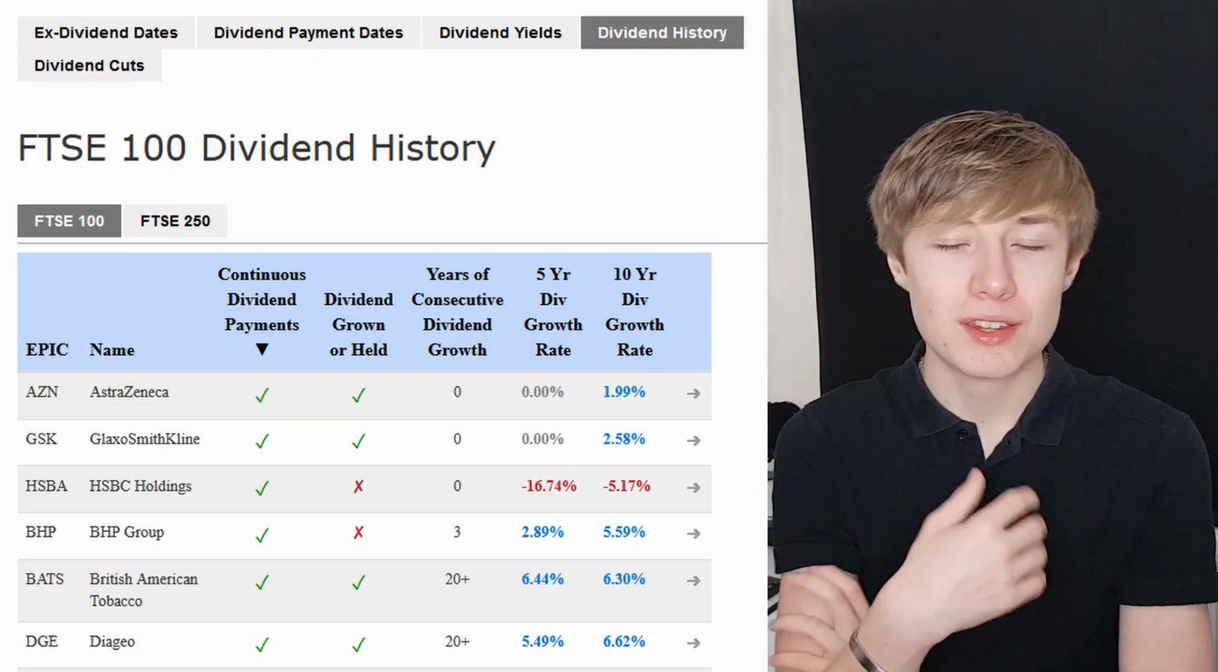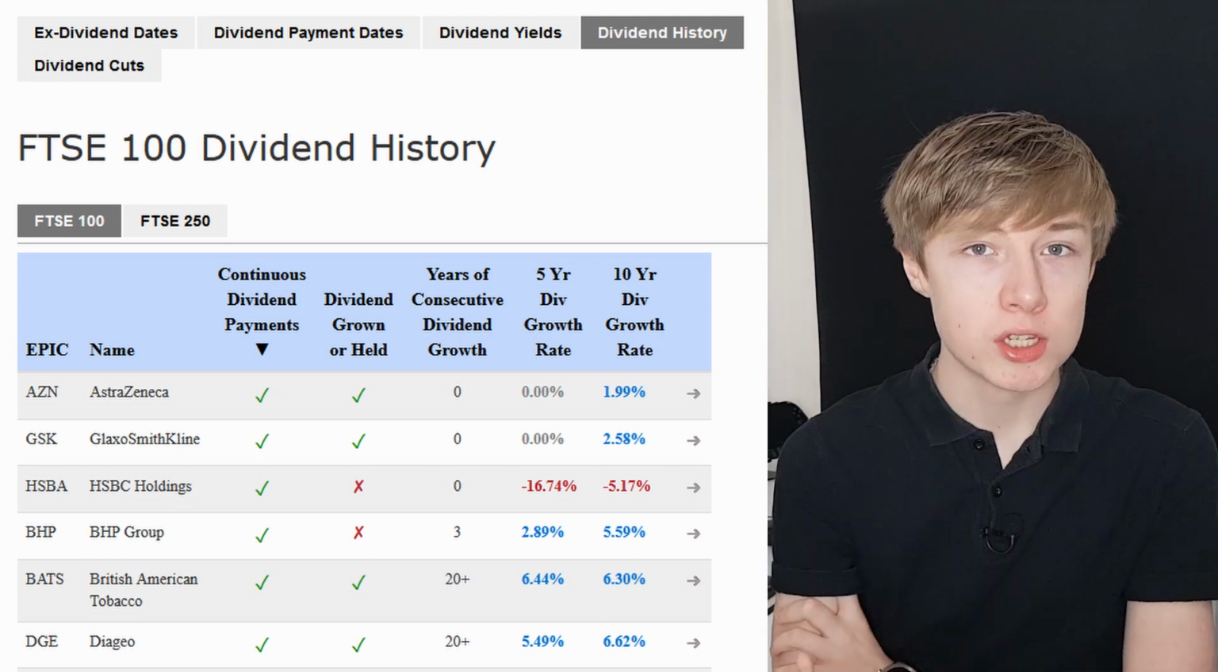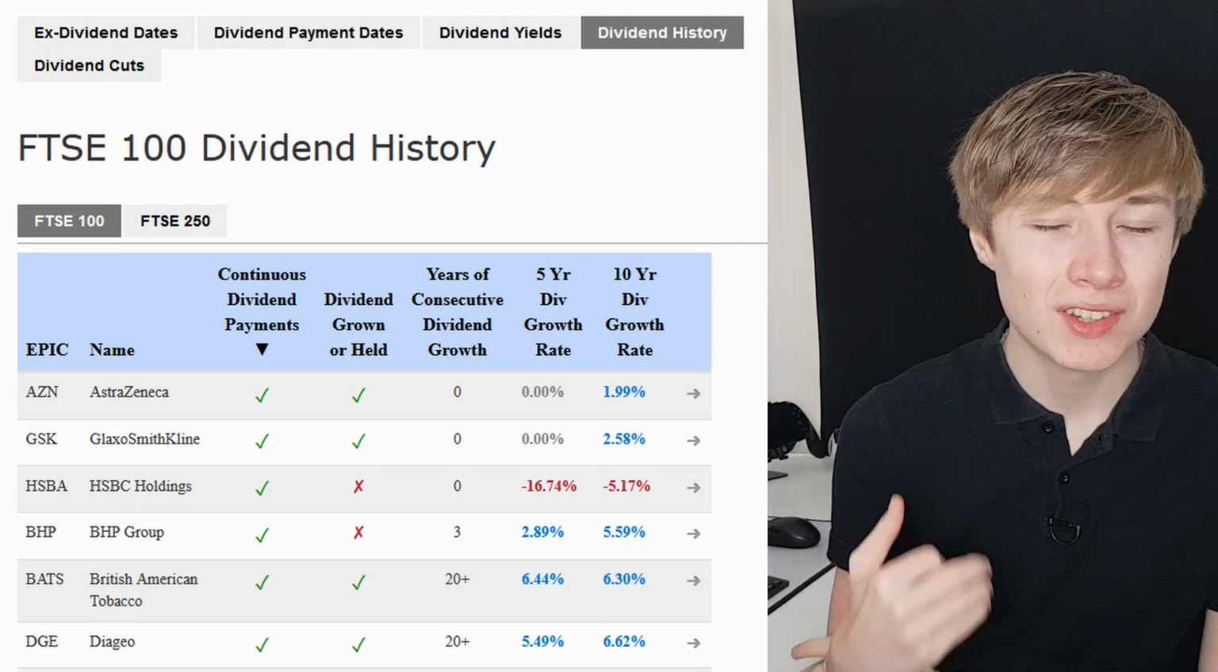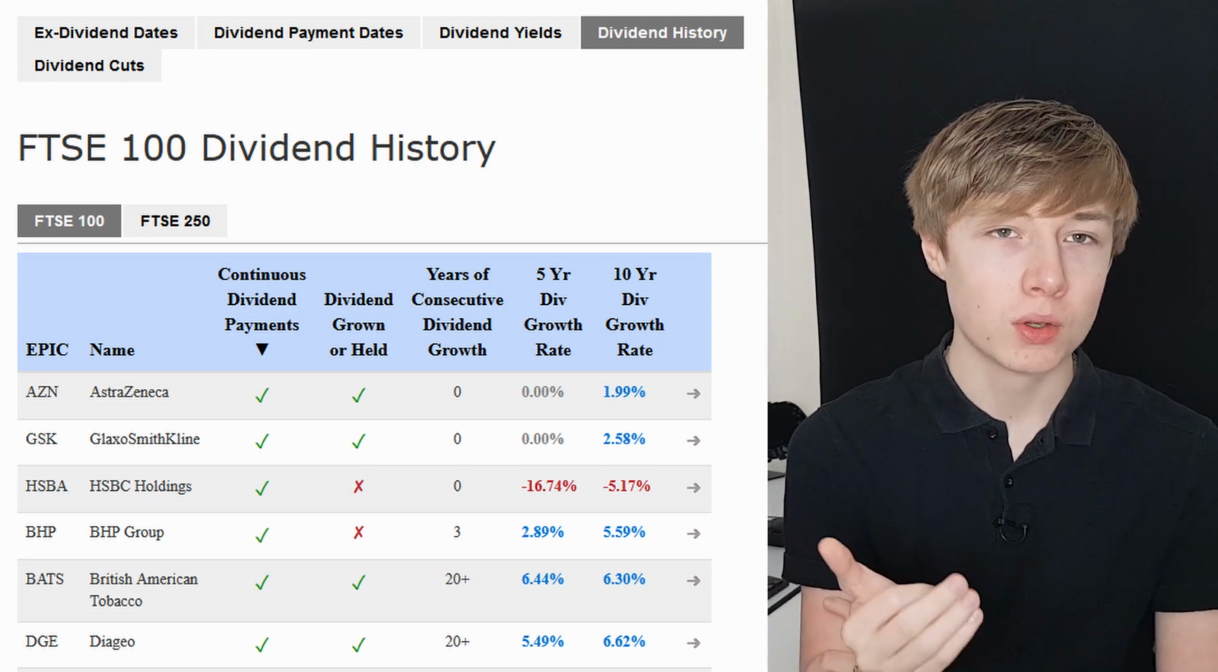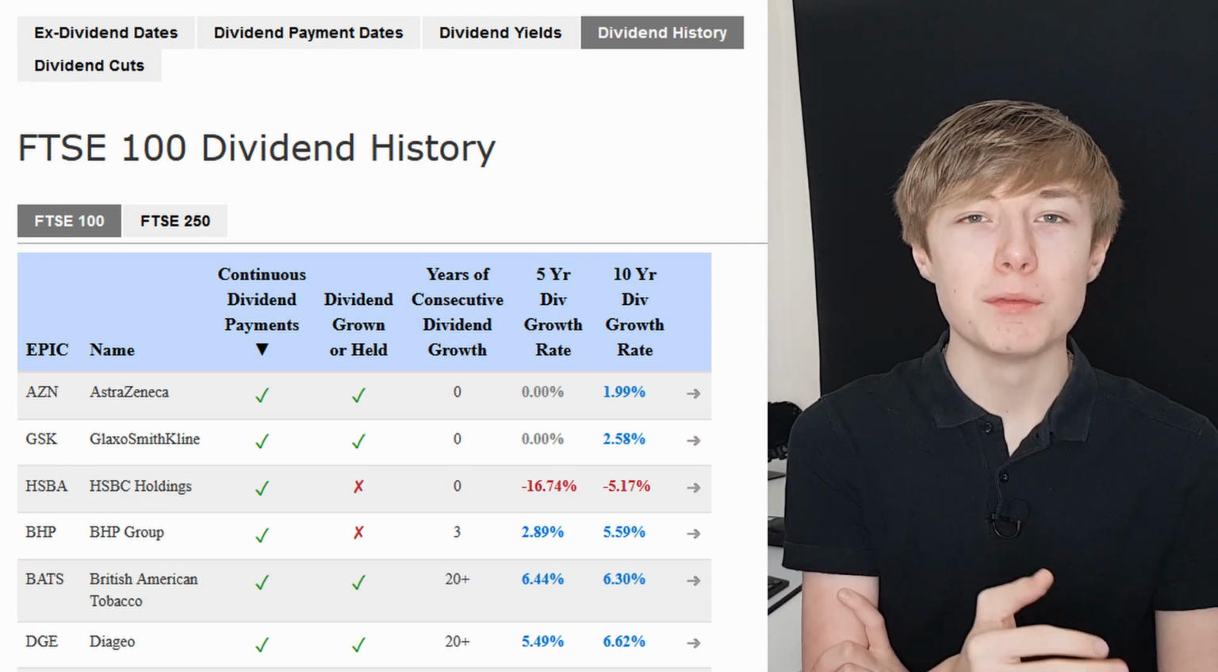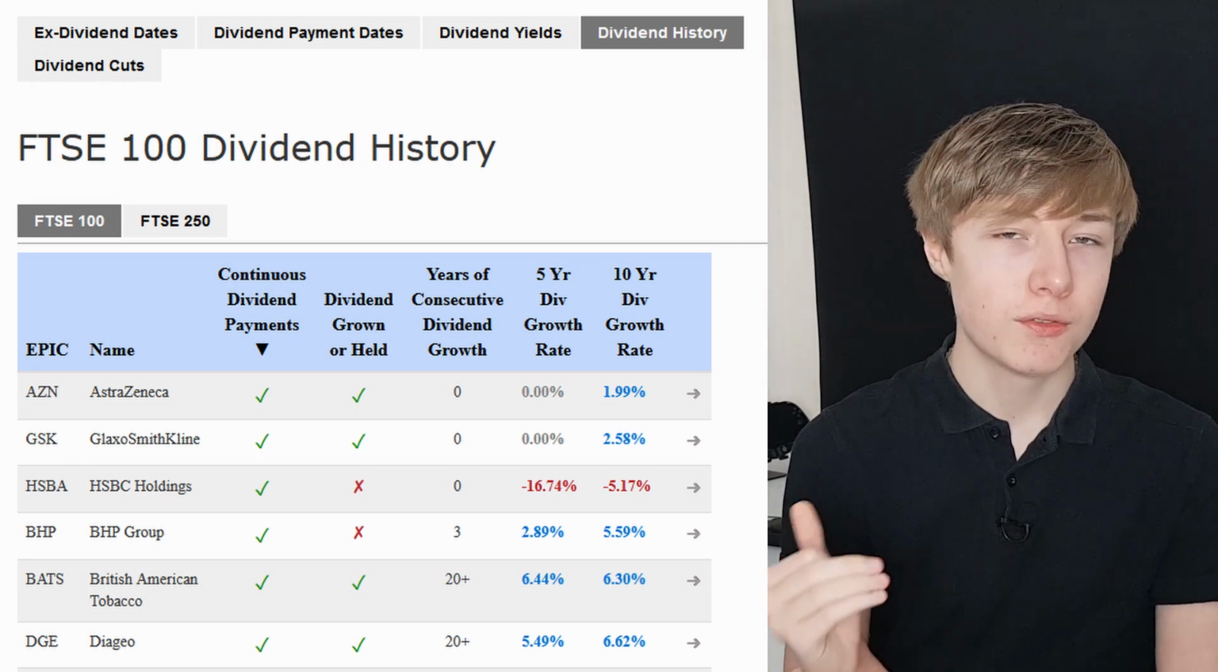So now this is the importance of having a second website. I'll go back to dividend data and I'll check. Okay, so I'll look at the dividend history tab and I'll look for Diageo. And I can see which companies have had continuous dividend payments over the history. And you can see that Diageo is near the top. They've been paying for more than 20 years. So I'm going to click further and see what it says.